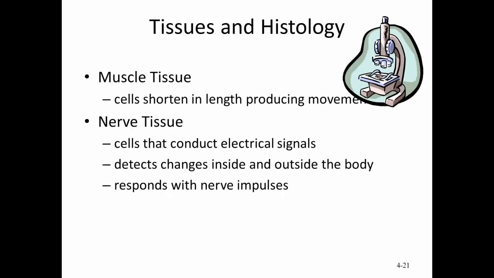Muscle tissue. That's kind of a special tissue where the cells shorten in length to produce movement. And then nerve tissue. This again is another special tissue. And here the cells conduct electrical signals. It detects changes inside and outside the body. It responds with nerve impulses.